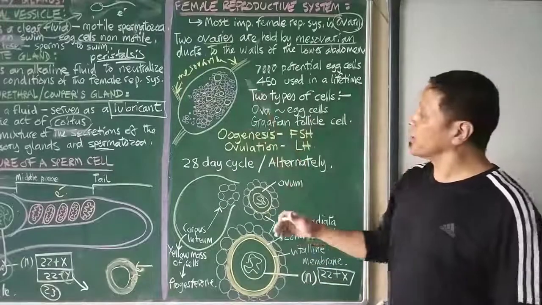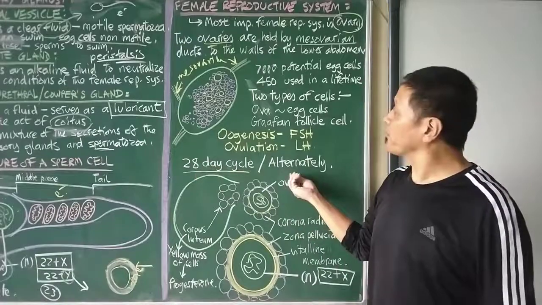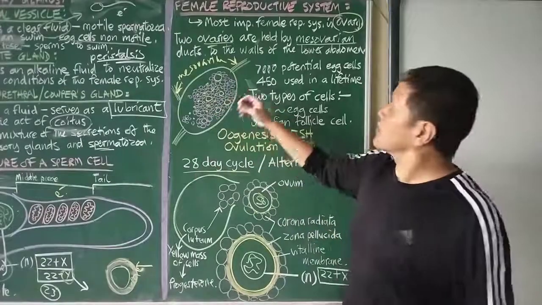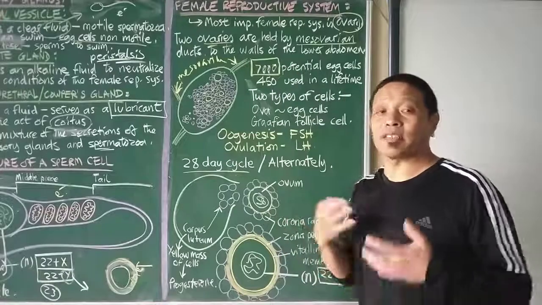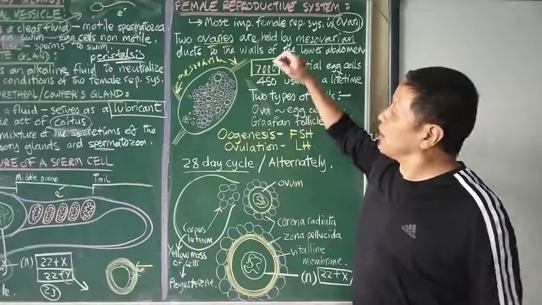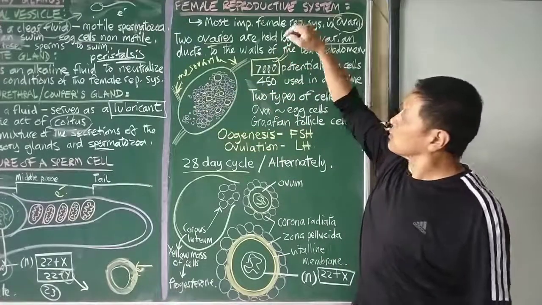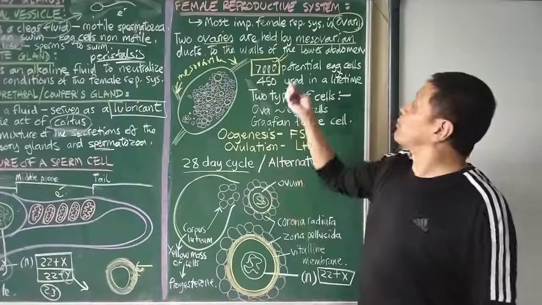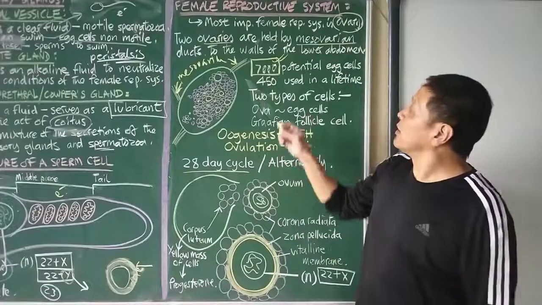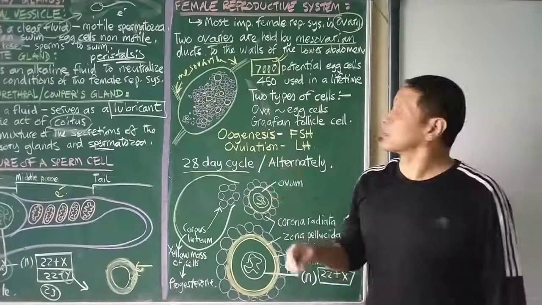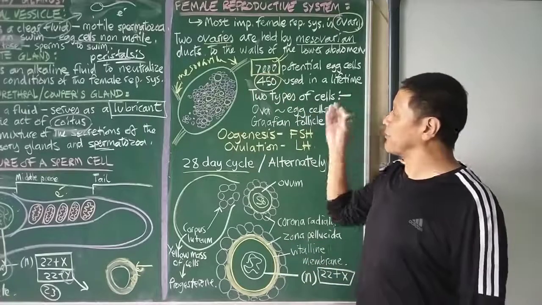There are two ovaries. They work alternately in a 28-day cycle. Unlike the testes, which need to produce sperm cells every day, the ovaries have 7,000 or more potential egg cells already present at birth of a female child. Out of those 7,000 egg cells, only about 450 egg cells are used in a lifetime.